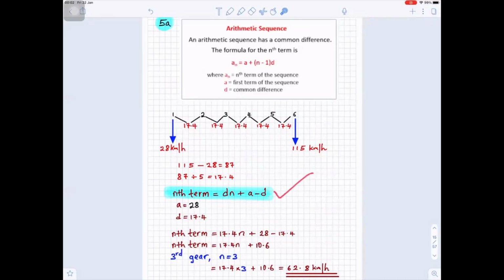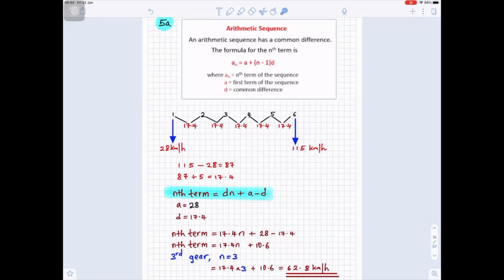Now we use this formula for the nth term, dn plus a minus d. The formula is the same as this one, I've just rearranged it slightly differently. A is the first term, which is 28. So 28 is the first term. The difference is 17.4. So using that formula for the nth term, there's an n term plus a is 28 and d is 17.4. So that will give us 17.4n plus 28 minus 17.4, which gives you 10.6.